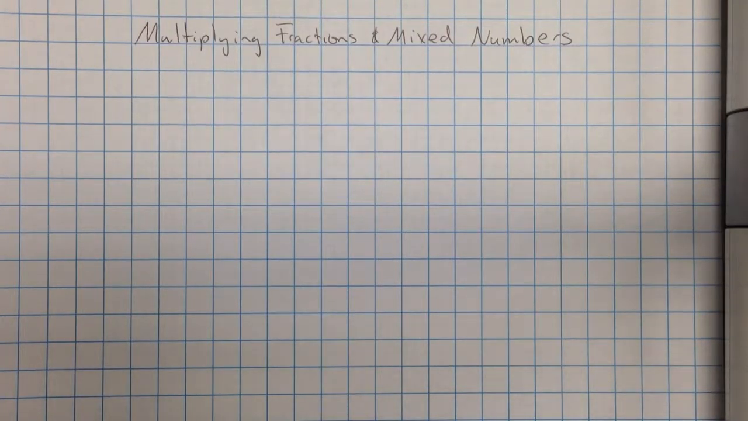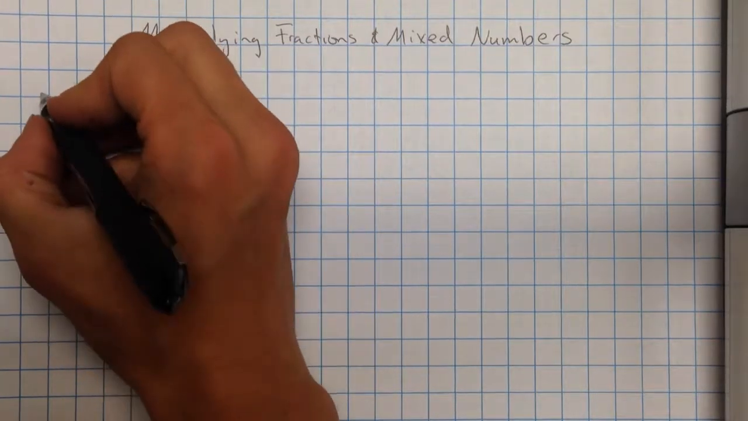Right, so we're going to look briefly at multiplying fractions. Now, multiplying fractions is, I would say, one of the easiest operations to do with fractions because it's pretty straightforward. You don't have to do common denominators, you don't have to worry about any of that stuff. You're just going to multiply. So we'll look at our example right here.